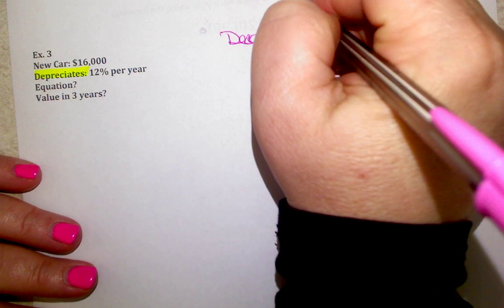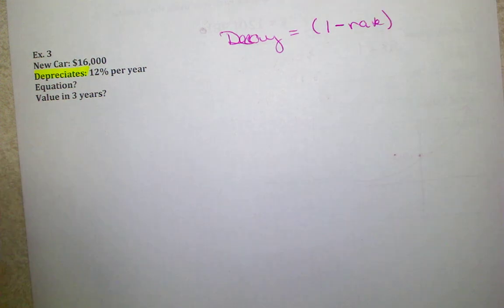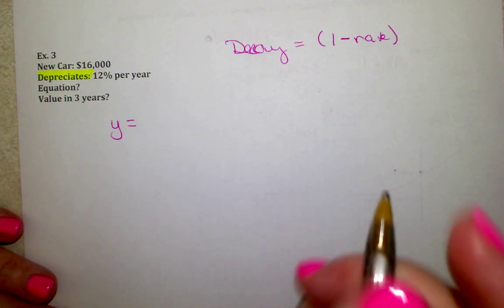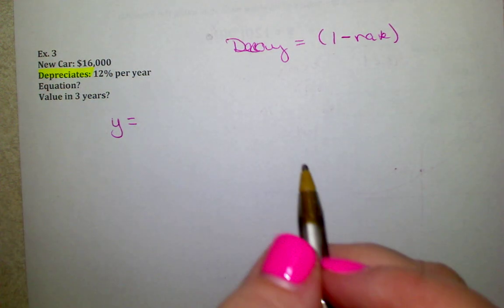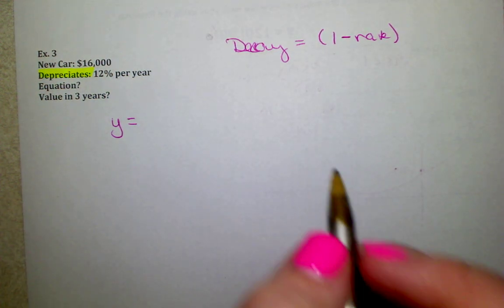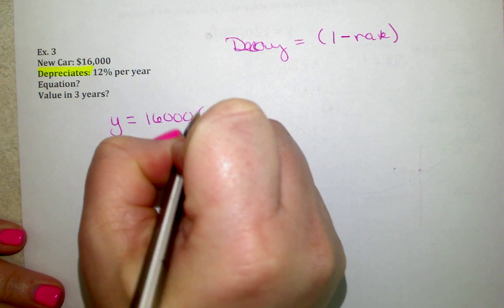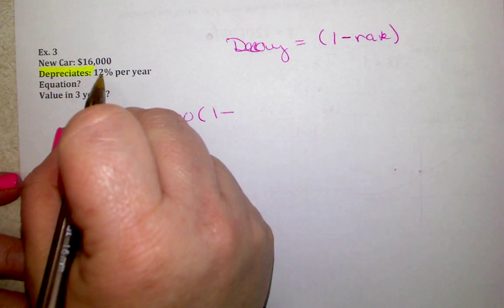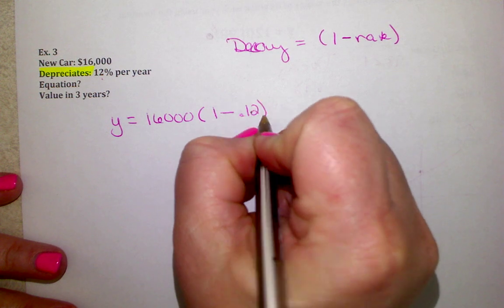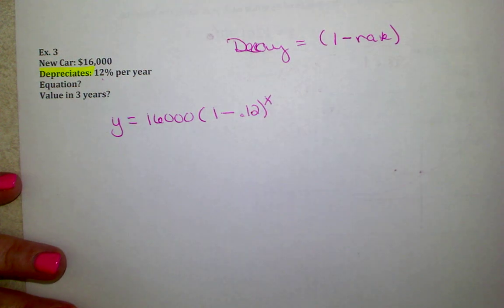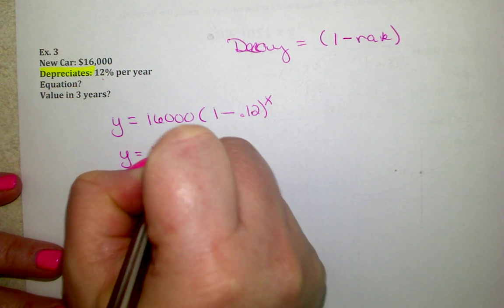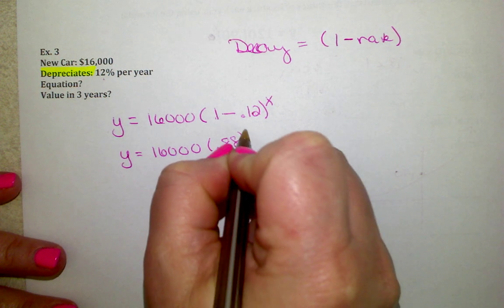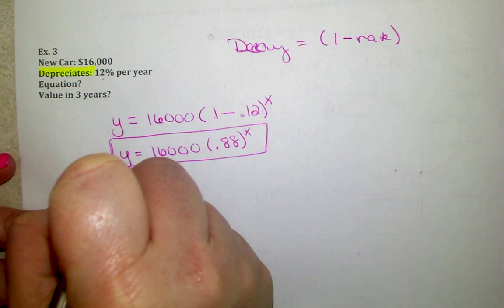Which means that we're going to have 1 minus our rate as part of the equation, right? So what is our initial value? 16,000. All right, then it's going to be 1 minus because it's depreciating, so it's decay. What is 12% as a decimal? 0.12 raised to the x. So again, you're always usually going to see it written in a simplified form. So $1 minus 12 cents is 88 cents. All right, that's your equation.